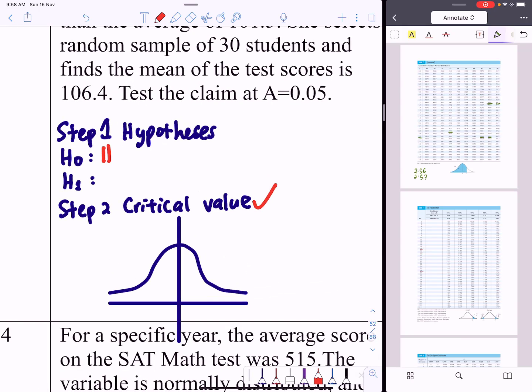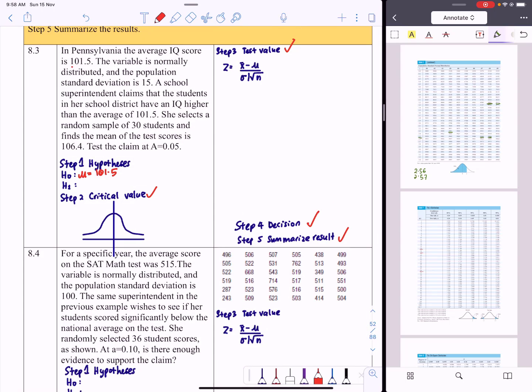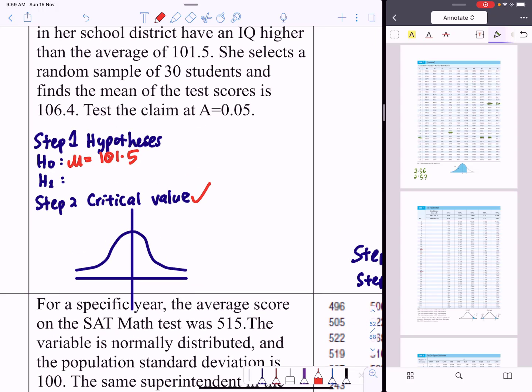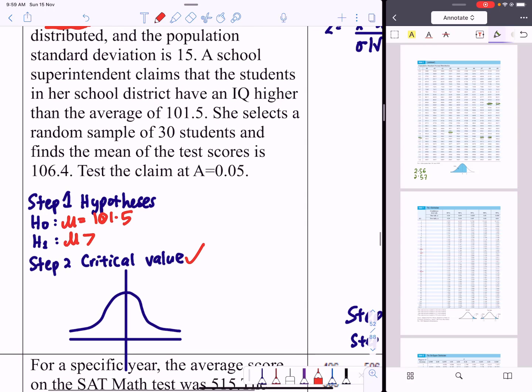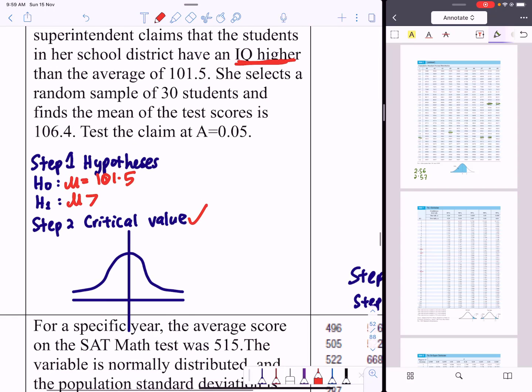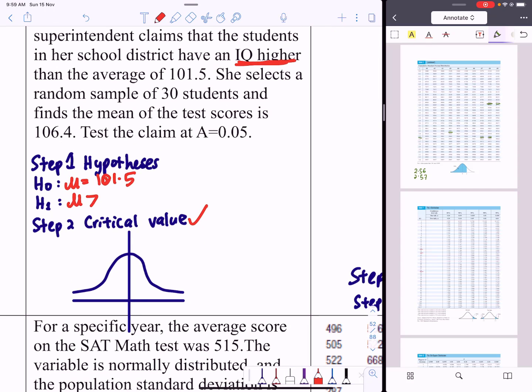Sorry, I've already written that. Mean equals 101.5, where we get 101.5 as the mean for the population. Then for the alternative, mean greater than, because they find it better, higher IQ. Then the greater, null hypothesis, alternative hypothesis, sorry. This one is the claim.